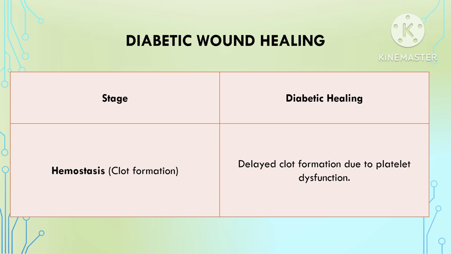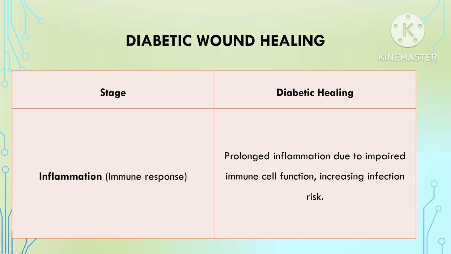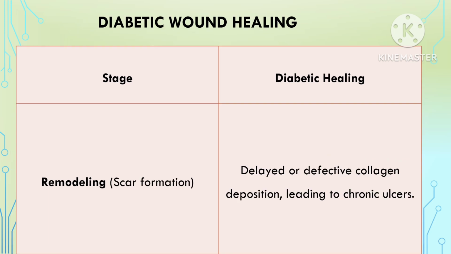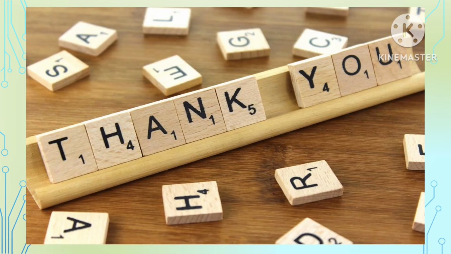Clot formation is slower due to platelet dysfunction, leading to prolonged bleeding. The inflammatory phase is prolonged because the immune cells such as neutrophils and macrophages are impaired, increasing the risk of infection. During proliferation, fibroblast and endothelial cells function poorly, slowing the new tissue formation and blood vessel growth. Finally, in the remodeling phase, defective collagen synthesis and abnormal fibroblast activity result in weaker tissues, increasing the likelihood of chronic ulcers. So, managing diabetes through glycemic control and specialized wound care is essential to improve healing outcomes.